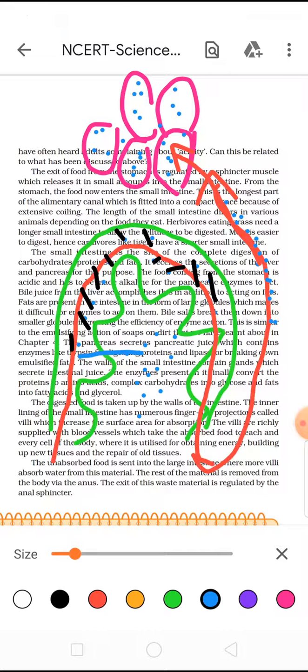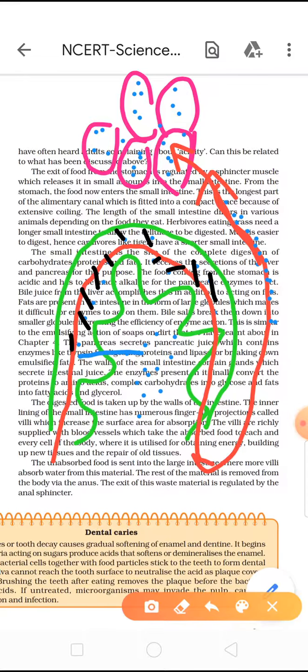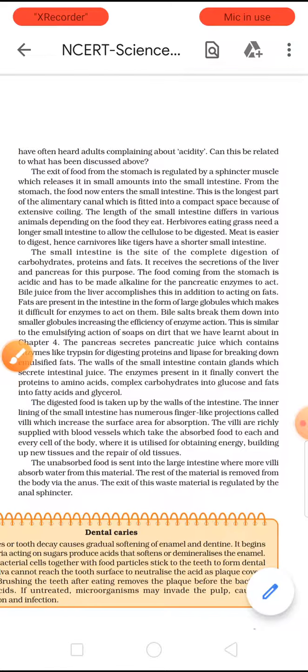And like this, with the help of circulation, these food materials are transported into each and every cell. Then they will perform their function by either giving energy, or repairing old tissue, or making new tissues. So this is your digestion.